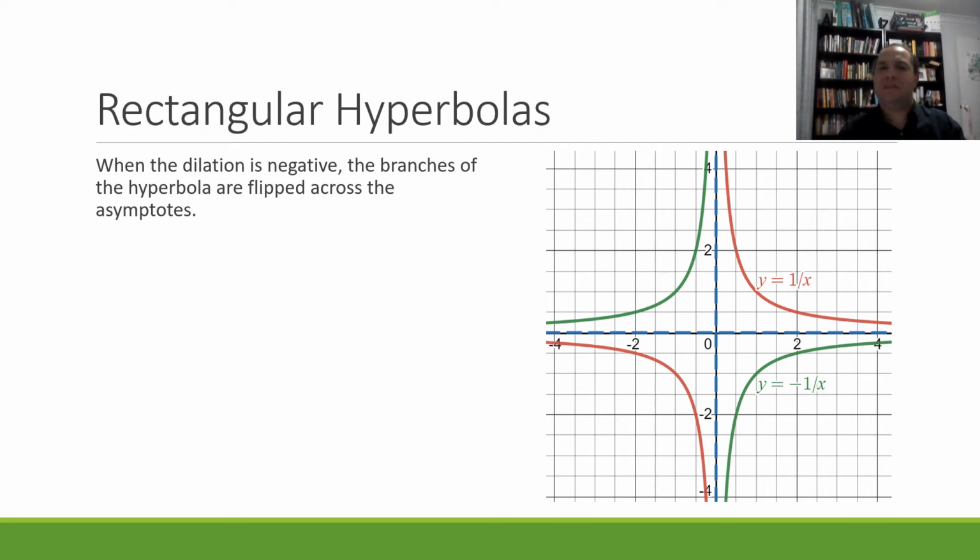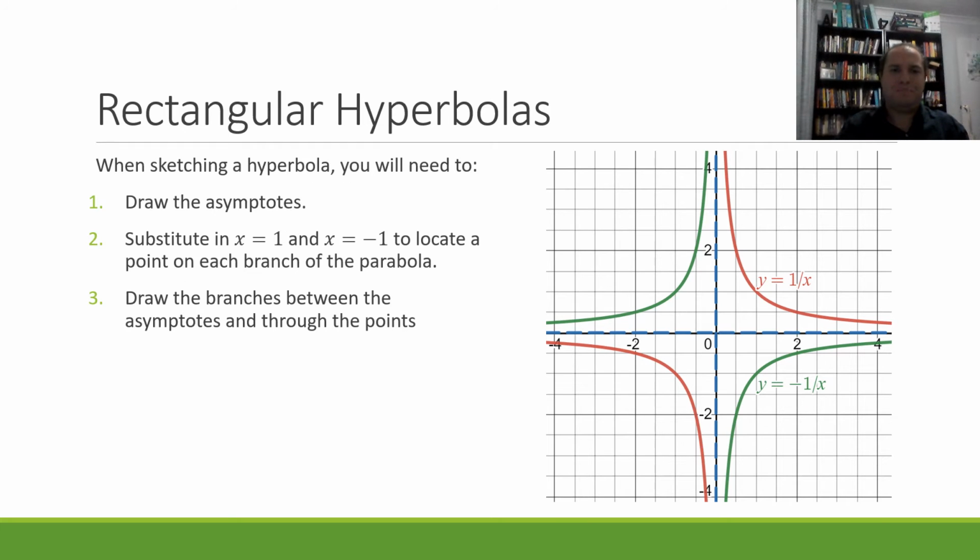Now, when the dilation is negative, our hyperbola flips across the asymptotes. So we've got 1 over x here in the red. When it becomes negative 1 over x, the branches flip sides. So instead of being in quadrant 1 up here and quadrant 3 down here, they've now flipped to be in quadrant 2 and quadrant 4. So when the dilation is negative, those branches flip across the asymptote.